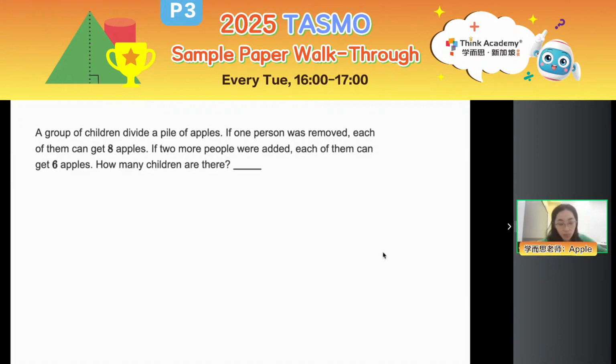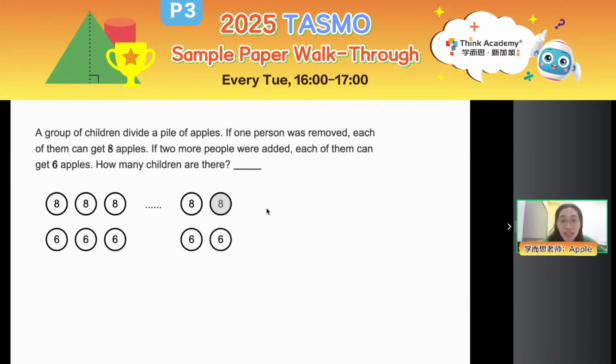Well, next question: a group of children divide a pile of apples. If one person was removed, each of them can get 8 apples. What is the meaning of this? Well, basically, this question is about the excess and the shortage. That is here, you see? 8, 8, 8, 8, 8, 8, okay? So now, each of them can get 8 apples, but you must remove the last person, okay? And then for the second case, if 2 more people were added, okay, pay attention, each of them can get 6 apples.